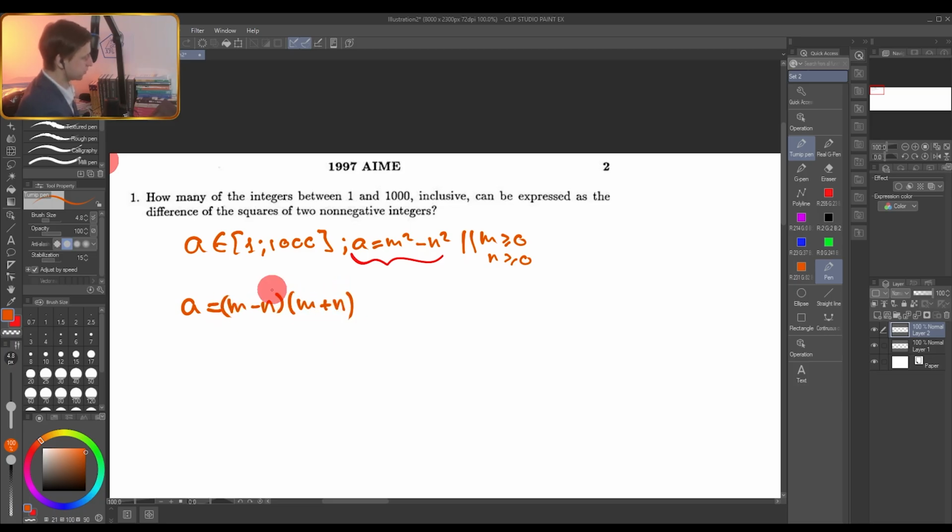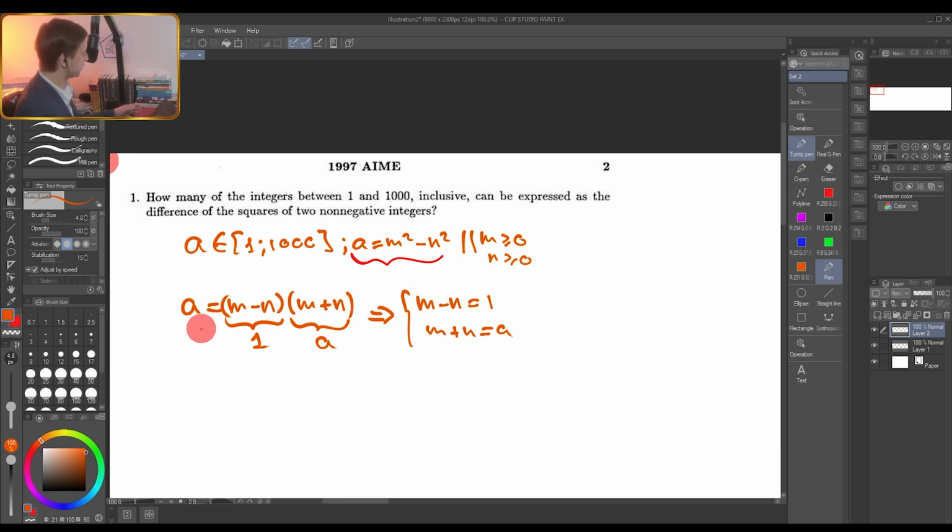In my experience, this formula with integer numbers works perfectly only in one case, when you know that a is a prime. In many math competition problems, a is 11 or 29, simply a prime number. Then a is divisible only by 1 and a, and here is the product of two numbers, so the smaller number should be 1 and the larger should be a. So you have a system of two equations: m minus n must be 1, and m plus n must be a. And if you know a, you will be able to uniquely identify m and n.